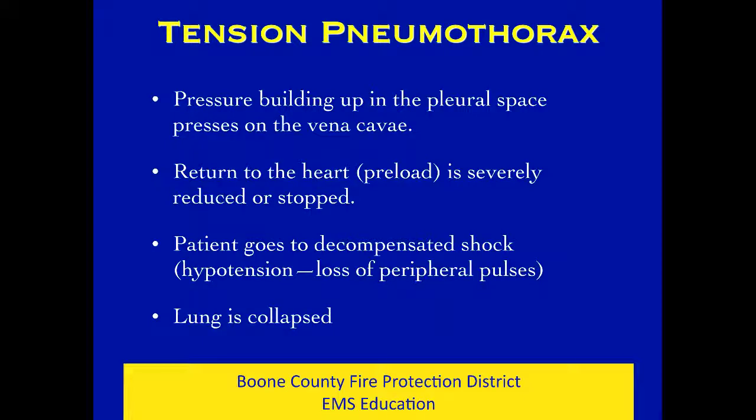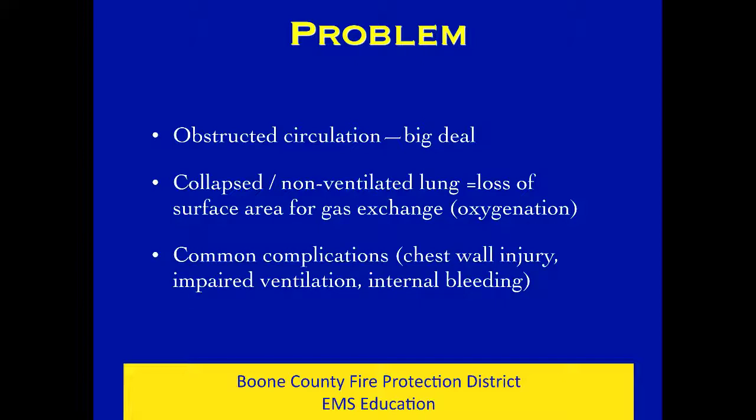And so the tension pneumo has a pulmonary piece to it. The lung is collapsed, so there's a lot less lung tissue actively providing gas exchange. But it's really more of a cardiovascular problem. It says a pulmonary word in its name, pneumo, but it's really a cardiovascular problem. So the deal is that with that obstructed circulation and that non-ventilated lung, you've got a pretty big problem. You've got an oxygenation problem, you've got a ventilation problem, you've got a circulation problem, and whatever caused that tension pneumo is most likely a traumatic thing in the first place.